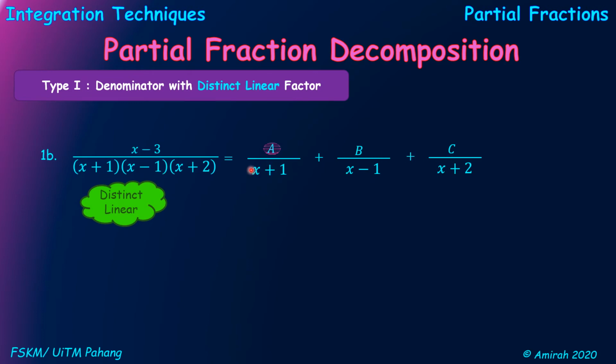Alright. From here, we have constants a, b, c. We have 3 constants here because from the original fraction, if we expand denominator, we will get degree 3. So that's why we have 3 constants a, b, and c. If we have denominator with 3 distinct linear factors, we will write into the sum of 3 partial fractions. Alright.